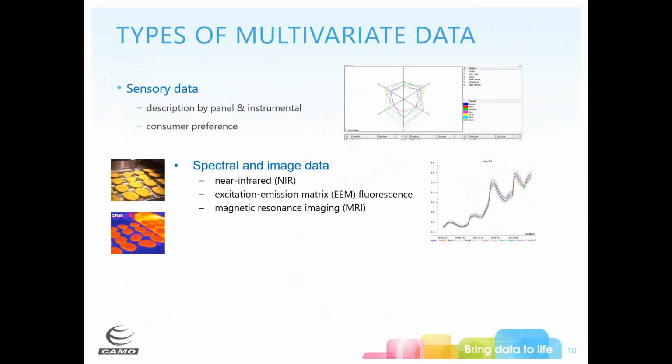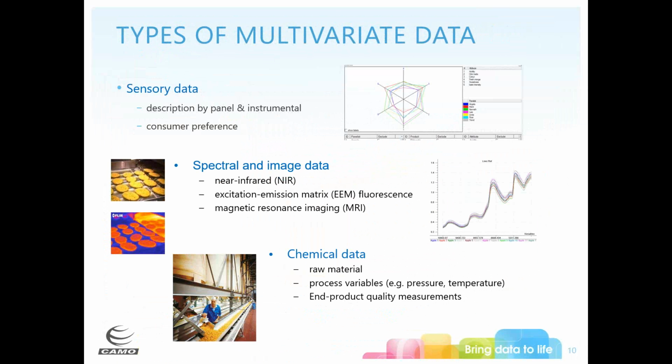Very common is multivariate data analysis in spectral and image data, especially near IR, due to the combination and overtone bands. And also just chemical data, raw materials analysis. When you're getting your raw materials in from your distributor, is it what they say it is? You can measure process variables, temperature, pressure, pH, conductivity, humidity, as well as end product quality measurements.